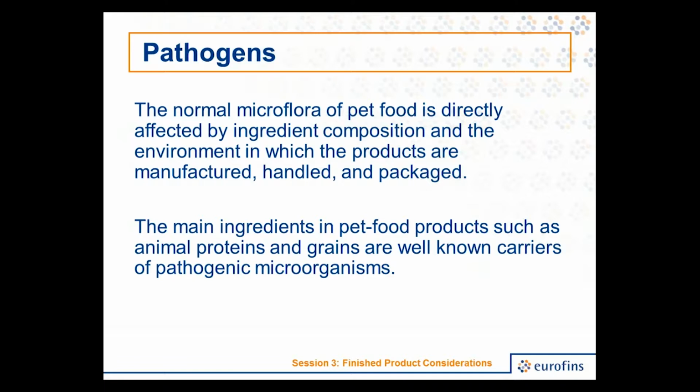So just quickly, the normal microflora of pet food is directly affected by ingredient composition, the environment where your products are manufactured, handled, and packaged, and some of the main ingredients in pet food products, such as animal proteins and grains, are well-known carriers of pathogenic organisms. And since we are dealing with, at least at our site, a lot of dry pet food products and treats, Salmonella is the pathogen that we see and get asked about more often than not, but we do also deal with Listeria monocytogenes as well.